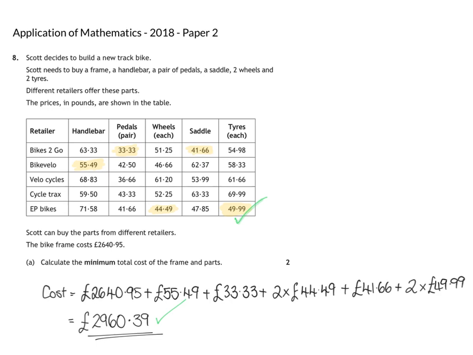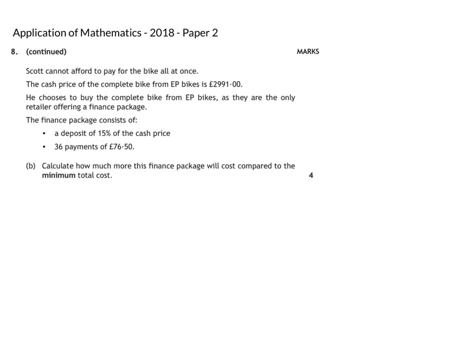Okay, so we'll go on to part B, and for part B we're going to have to use the answer for part A. Remember, even if you don't get the part A correct, you can keep using the answer you have and then work it from there. So we have, Scott can't afford to pay for the bike all at once. Cash price of a complete bike from EP Bikes is £2,991. He chooses to buy the complete bike from EP Bikes as they're the only retailer offering a finance package. The finance package consists of a deposit of 15% of the cash price, 36 payments of £76.50. Calculate how much more this finance package will cost compared to the minimum total cost.